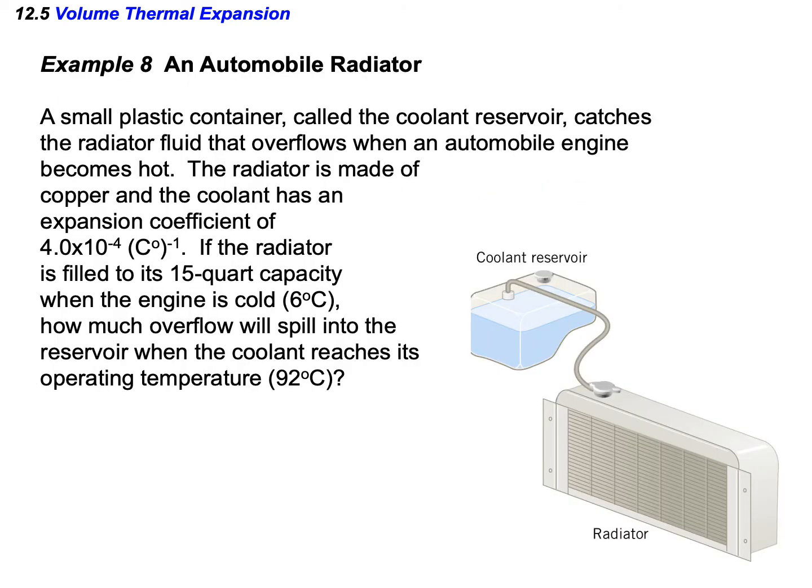Okay, so in this example, we have a coolant reservoir made out of plastic and then the radiator made out of copper, sorry, it's made out of copper. Inside the radiator there is coolant. And the question is, at normal temperature, it is 6 degrees Celsius, and when it heats up, the radiator and the coolant become 92. So there's a temperature change from 6 to 92.